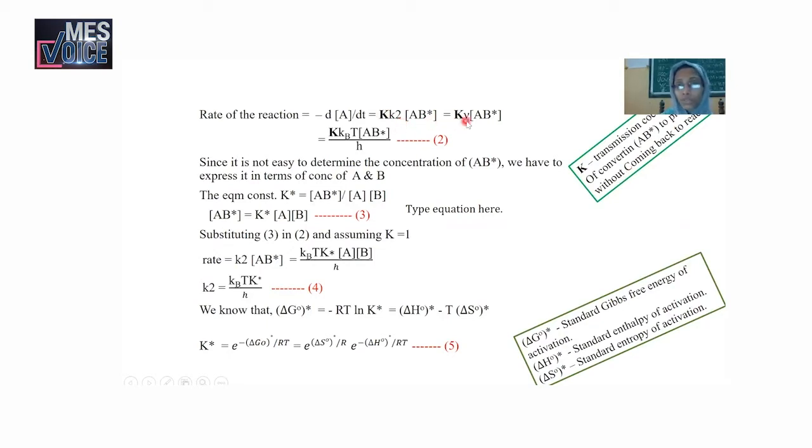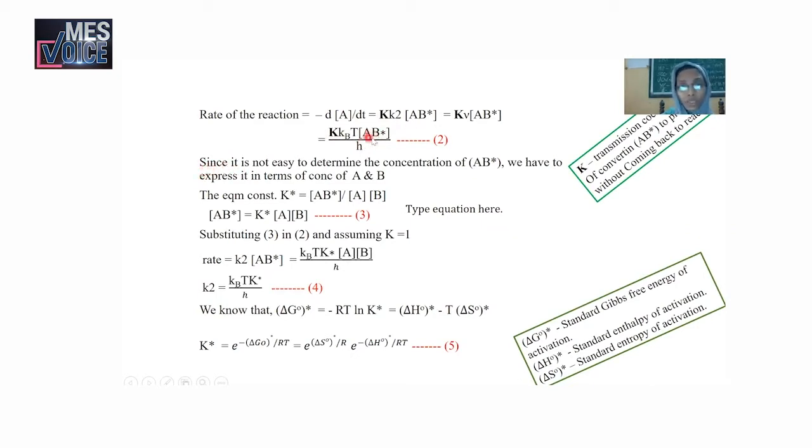We know that k2 is a measure of the frequency of vibration. So κν into AB star. We know the equation for ν as k_BT by h. Then substitute the value of ν, that is the first equation, in this. So we can get κ k_BT by h into concentration of AB star.